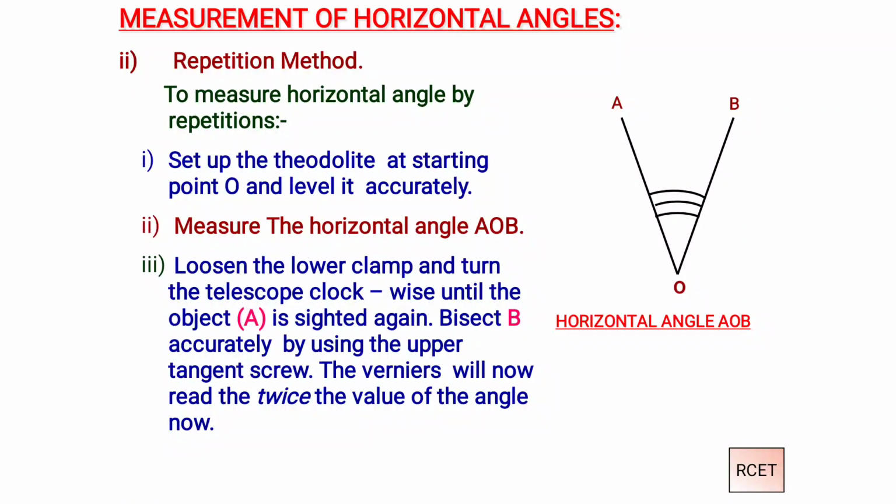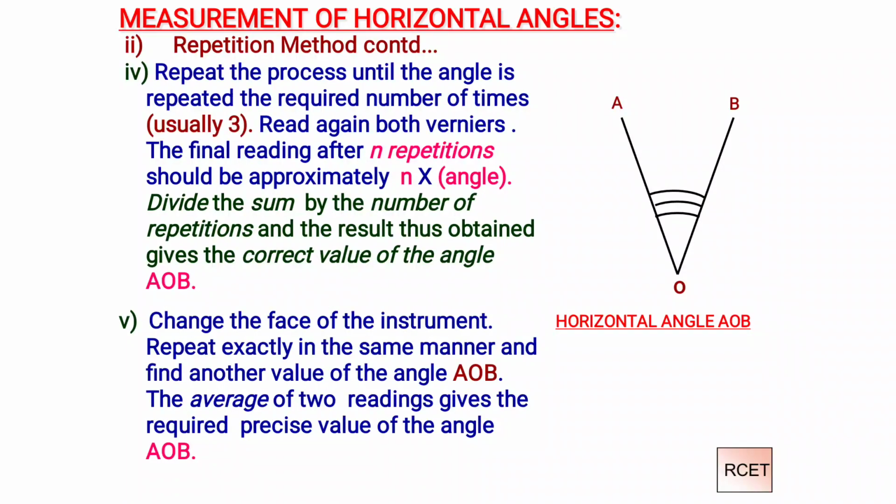Loosen the lower clamp and turn the telescope clockwise until the object A is sighted again. Bisect B accurately by using the upper tangent screw. The verniers will now read twice the value of the angle. Repeat the process until the angle is repeated the required number of times, usually 3 times. Read again both verniers. The final reading after n repetitions should be approximately the number of repetitions multiplied by the angle. Divide the sum by the number of repetitions and the result thus obtained gives the correct value of the angle AOB.